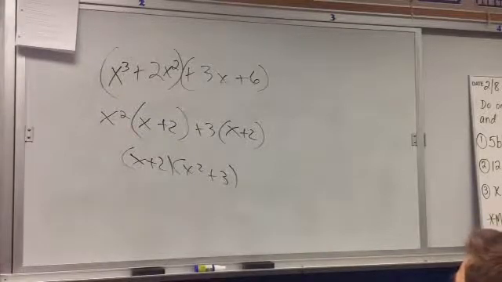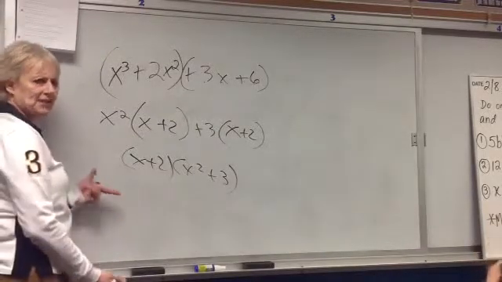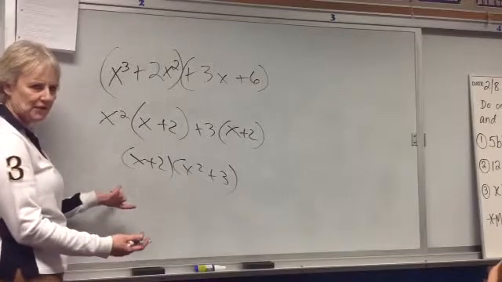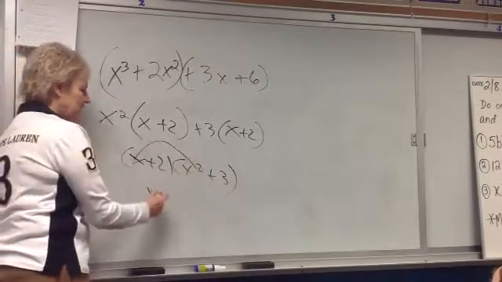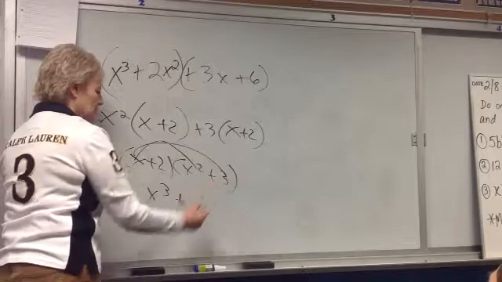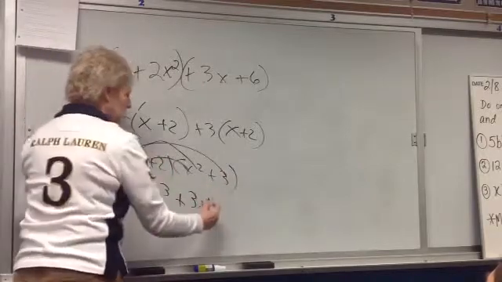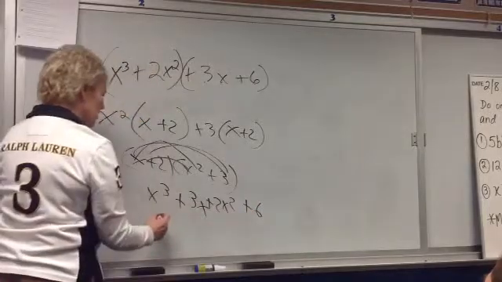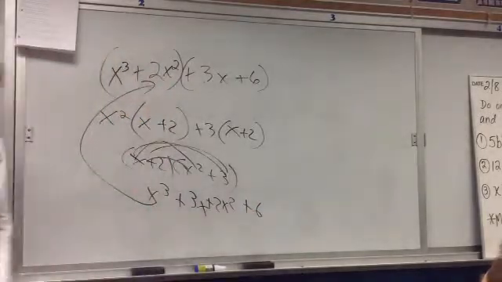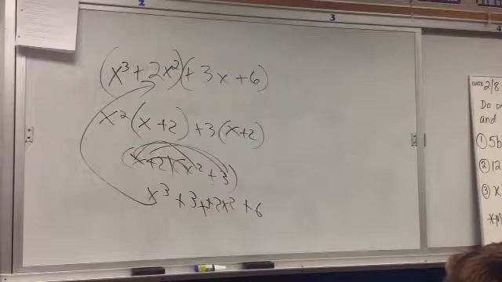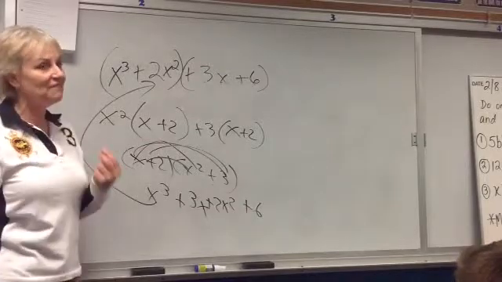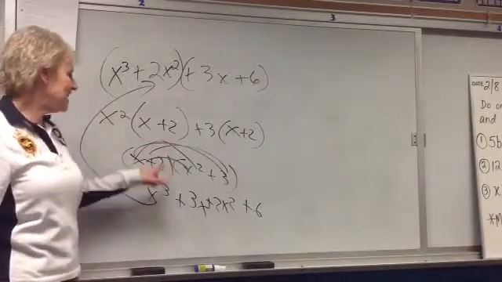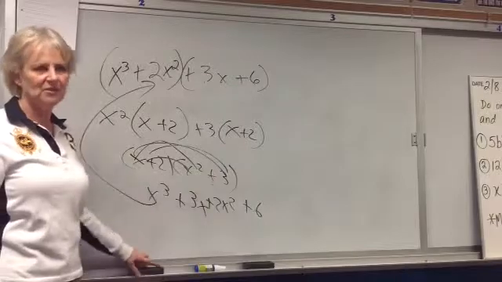Questions? The first 6 on your homework is to review how to check these. In other words, first, outer, inner, last. X cubed plus 3x plus 2x squared plus 6. Put them in order and you get what you started with. Even though you get what you started with, it's not factored if there's any common factors in your binomial. Okay?